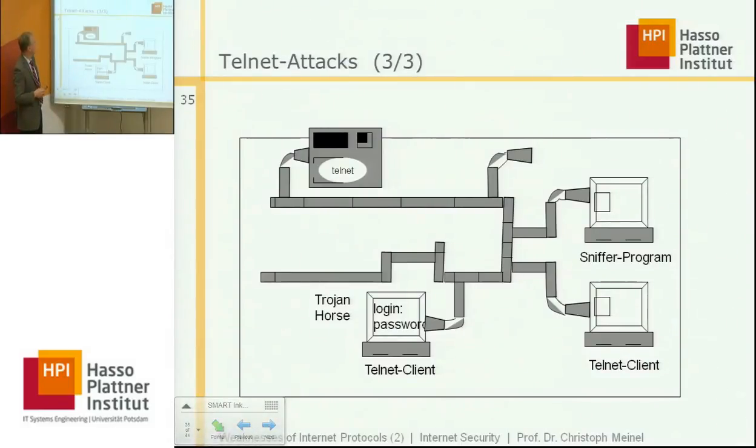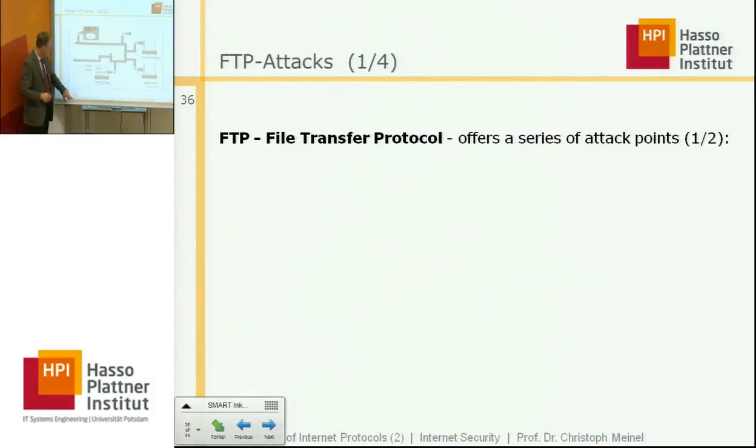Here's a picture of these Telnet attacks. We have two Telnet clients that want to use the Telnet service. Here, for example, a Trojan horse is placed, so that when the user enters his user identification and password, the Trojan horse steals this and sends it back to the attacker, so that the attacker next time can use this account and password for using Telnet. Or by means of a sniffer program, one can eavesdrop on all the traffic and filter keywords like a username or passwords to steal this information.